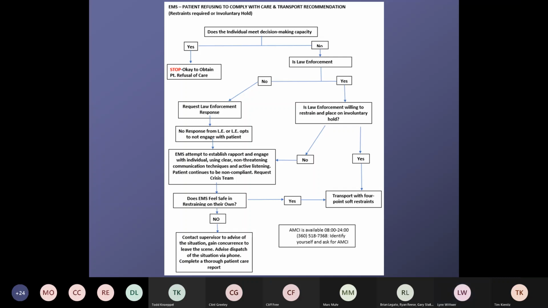Now, does the individual meet decision-making capacity? If they have capacity, yes, then it's okay to obtain a patient refusal of care. So if he's agitated and says, "I am not going with you," and you say, "What's going on?" you find out that he is just an angry man and has no medical reason, or even if he has perfect capacity and he's refusing everything, and you advise him under your normal refusal of care procedure, that's fine.